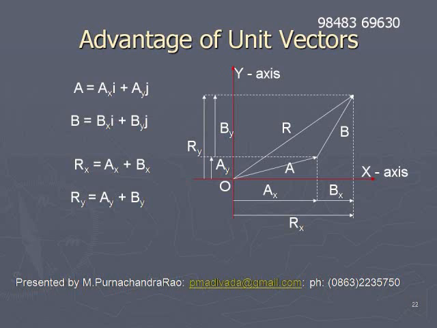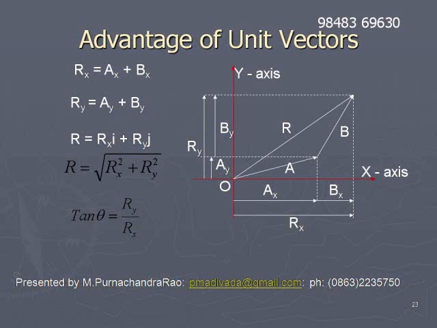Now, the x component of r bar is equal to ax plus bx. Rx is equal to ax plus bx. And ry is equal to ay plus by. Like this, we find the components of r along the x-axis and y-axis. Then, by computing rx and ry, by constructing rx plus ry, we will get the vector r bar, which we are going to study now.